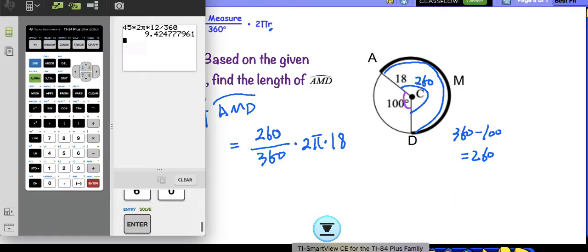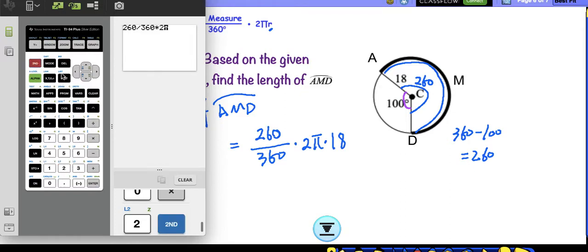We just need to find the calculator, plug in, clear everything we had before. So 260 divided by 360 times 2, again, do not use 3.14, use pi times 18, and then you can round it at the end. So this answer is 81.68.